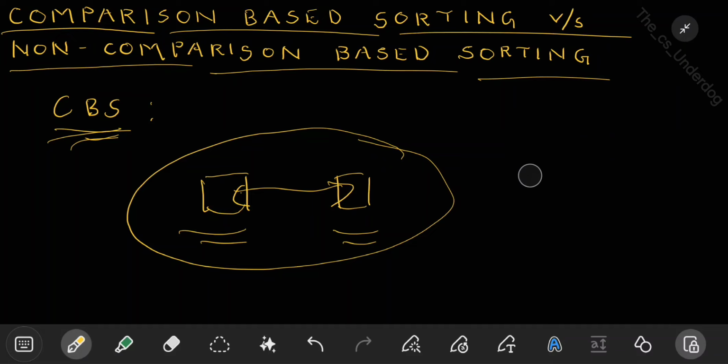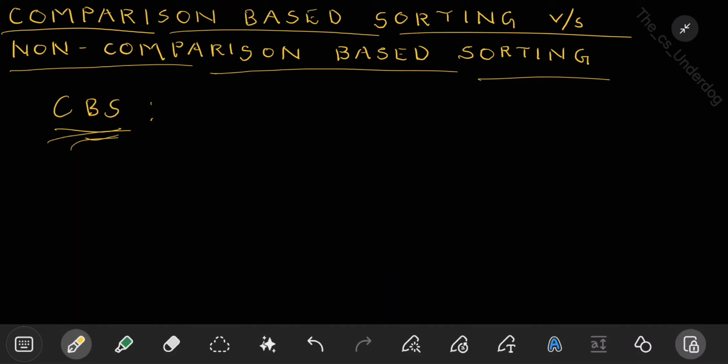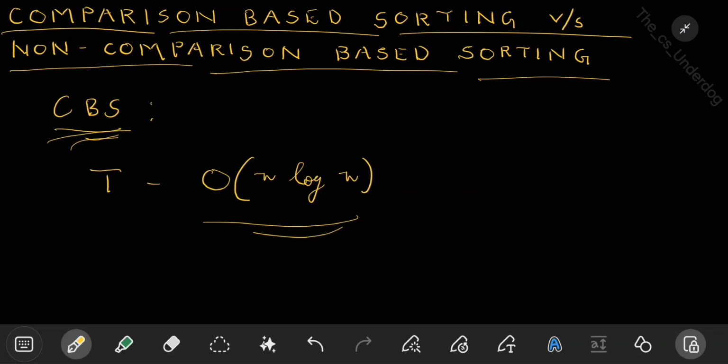Most important thing is what is the best possible time complexity of a comparison based sort. We already learned some comparison based sorting algorithms, and from that we know the best possible time complexity is order of n log n. There are multiple comparison based sorting algorithms that can achieve order of n log n, but the best possible time complexity with any comparison based sorting algorithm is order of n log n.